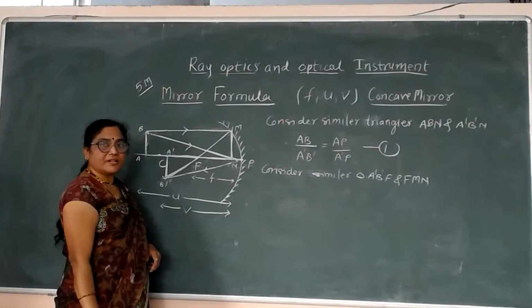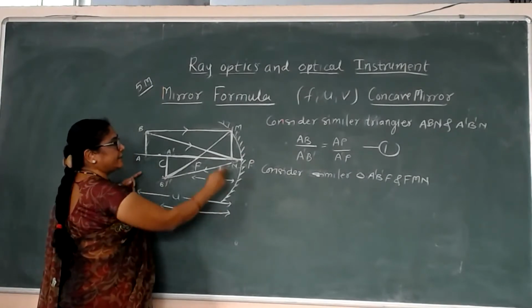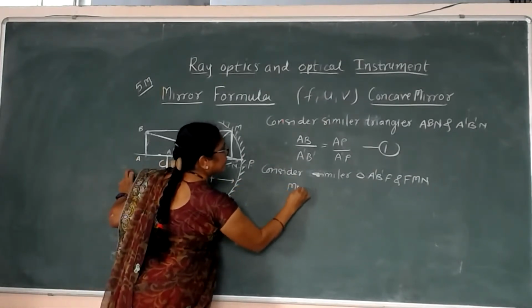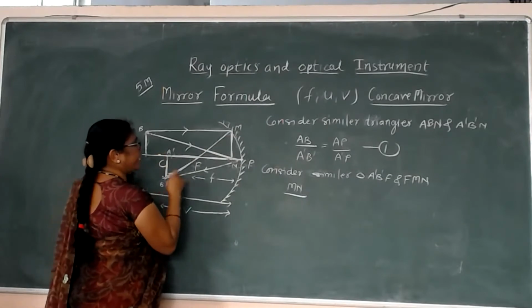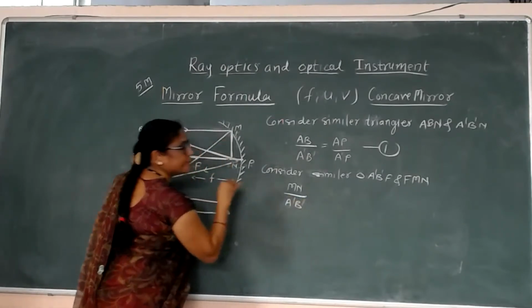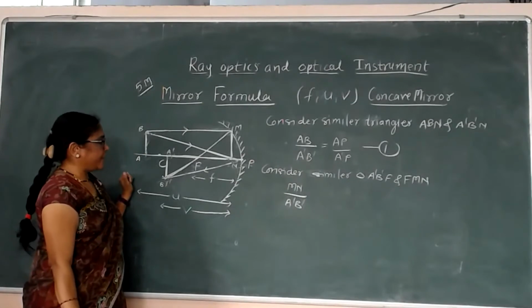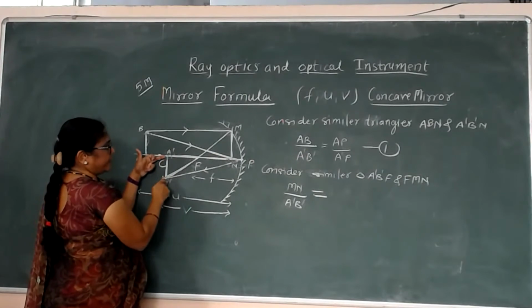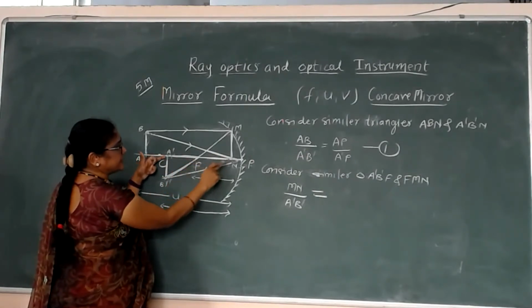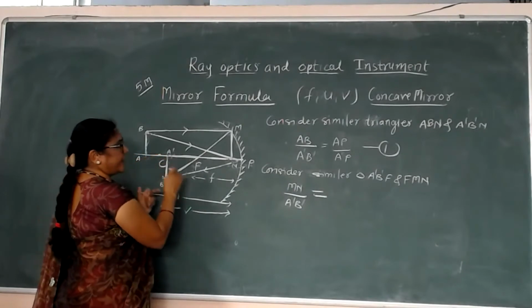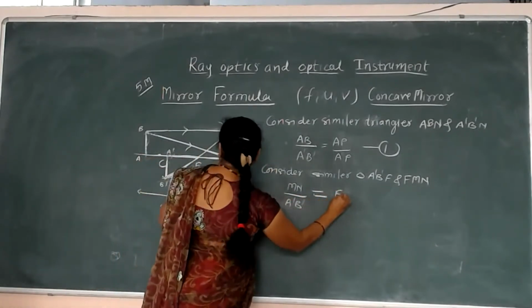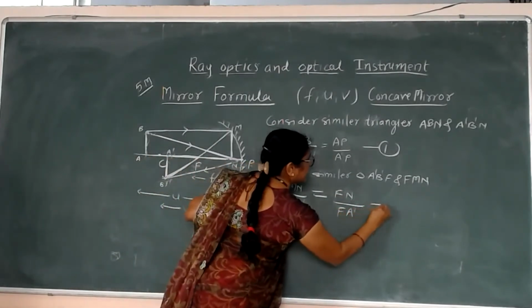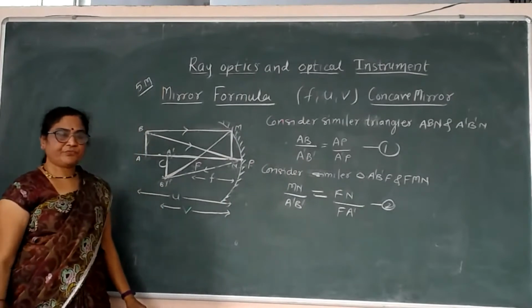Then compare the similar sides. When we compare the similar sides, M divided by A'B' is equal to M divided by A'B'. Then another similar side is F divided by FA'. Suppose this is the second equation.